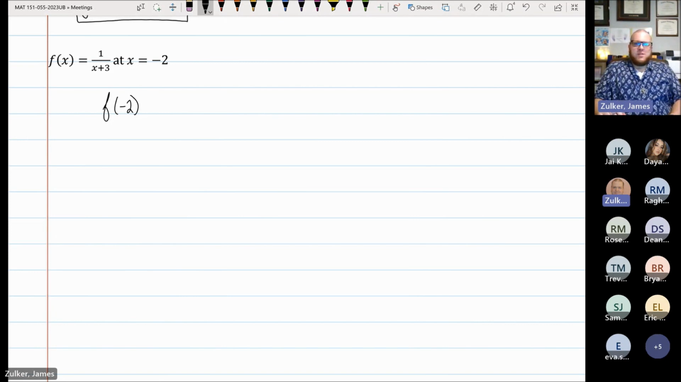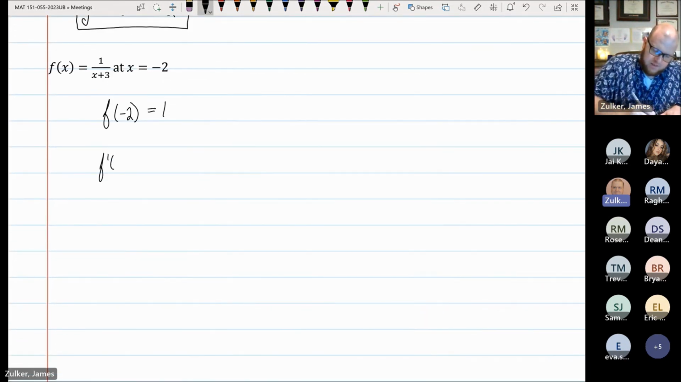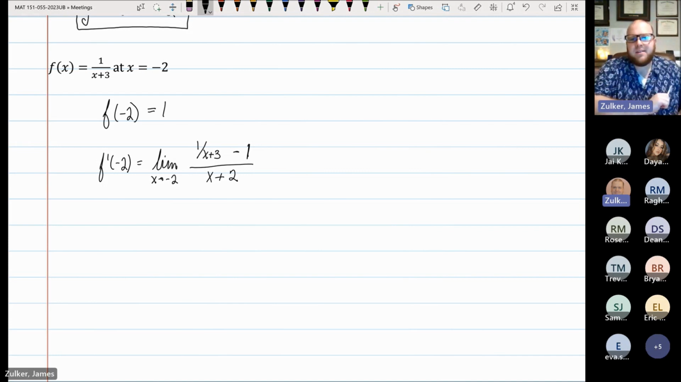F of negative 2. Just 1. That's nice. Limit as x approaches negative 2 of f of x minus f of negative 2, all over x minus negative 2.